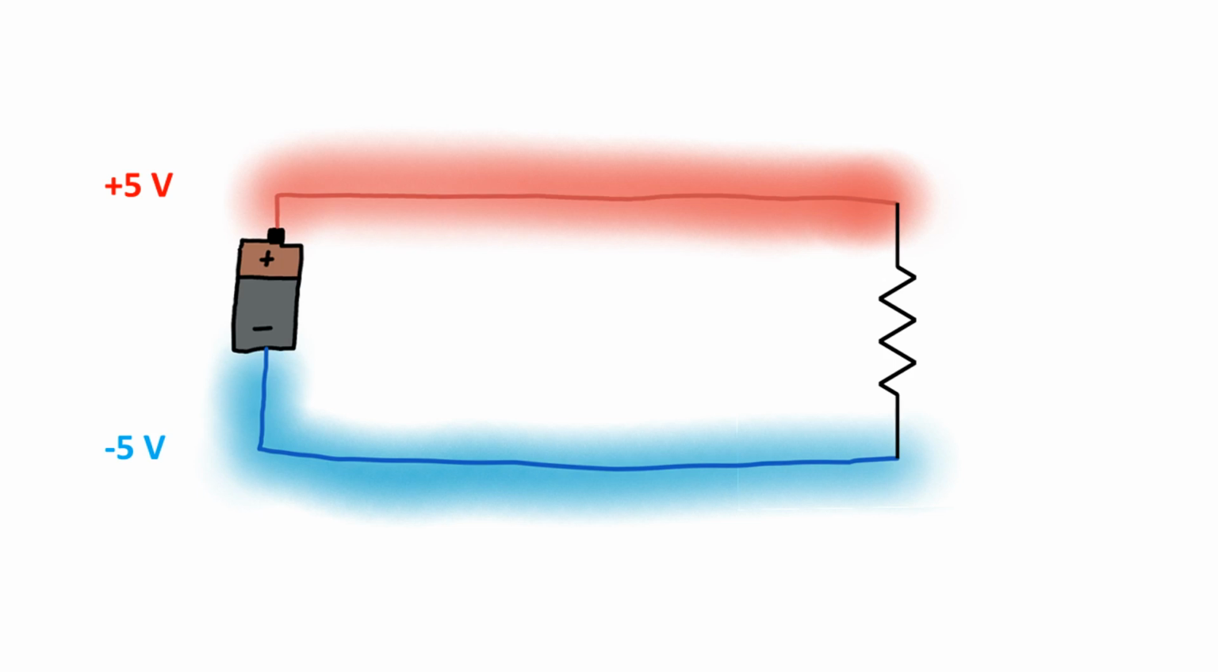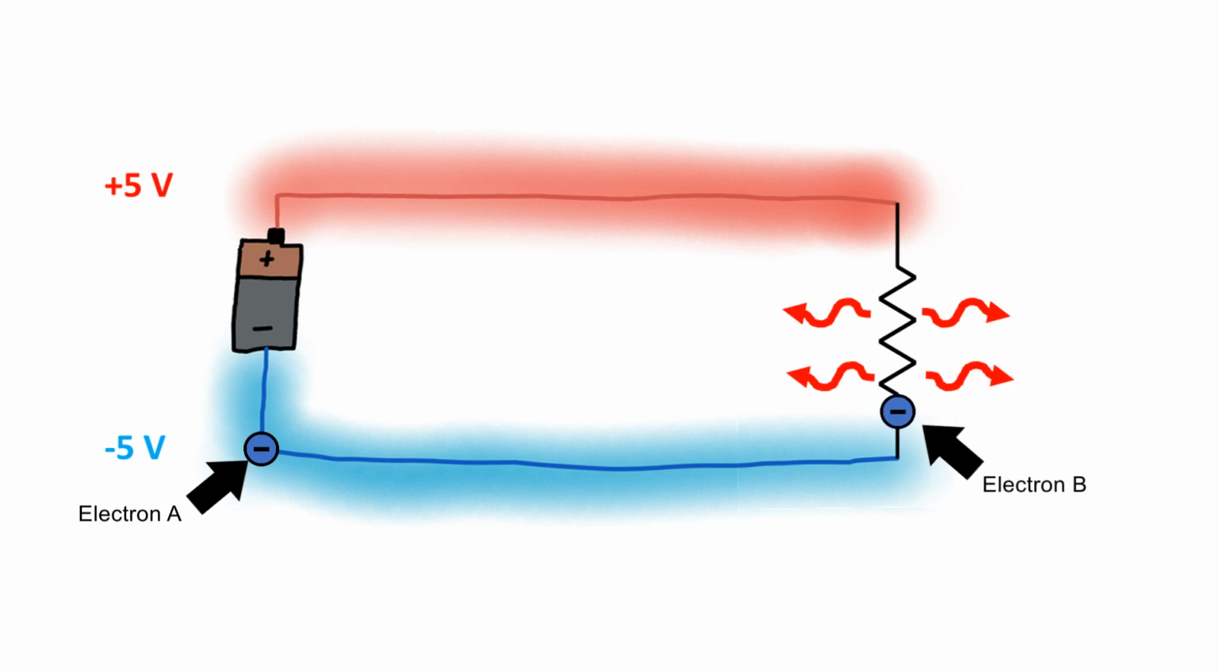As we've already learned, electrons in a circuit like this will only move at a rate of about 1 millimeter per hour. This means that when this circuit is turned on, electron A will enter the wire from the battery, but electron B will be the one going into the resistor and generating heat.